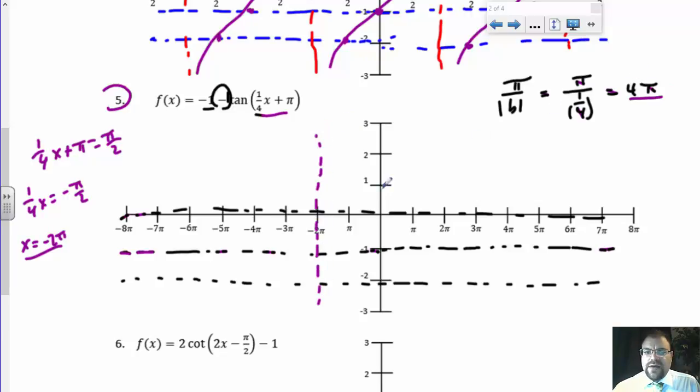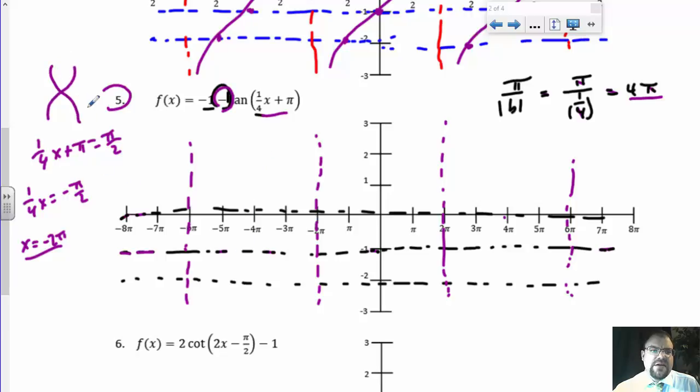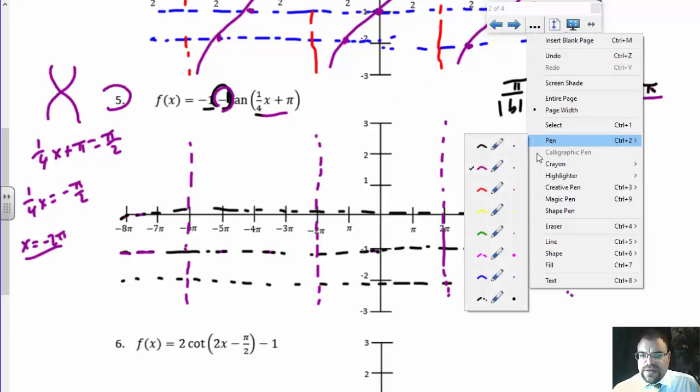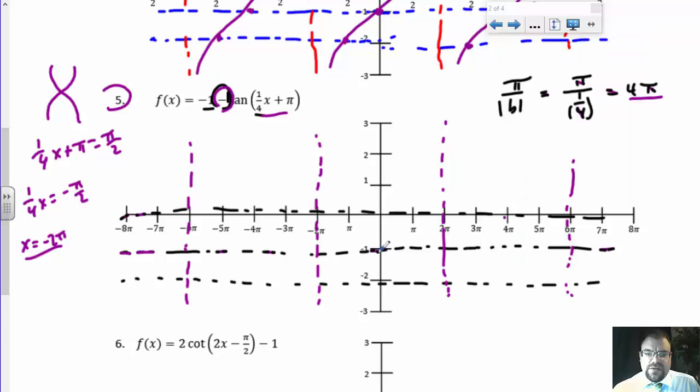Since the period is 4 pi, we have to count 4 spaces. So we're going to say 1, 2, 3, 4. And there's another asymptote there. And then we say 1, 2, 3, 4. Another asymptote there. And this way, 1, 2, 3, 4, asymptote. And this graph has a negative in front of the tangent, so instead of going up like this, it's going to go the other way. It's going to be upside down and go that way instead. So make sure you keep that in mind, because that will throw you off.